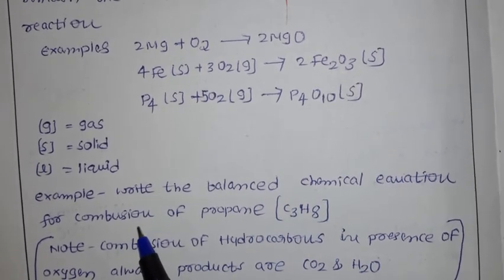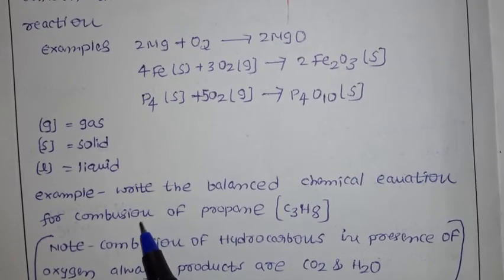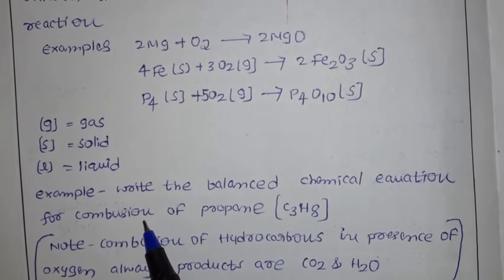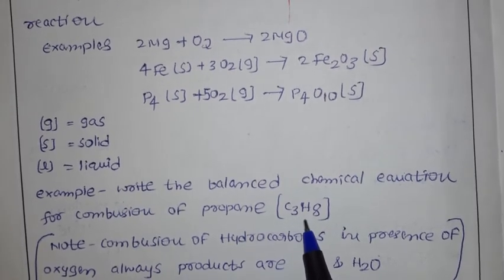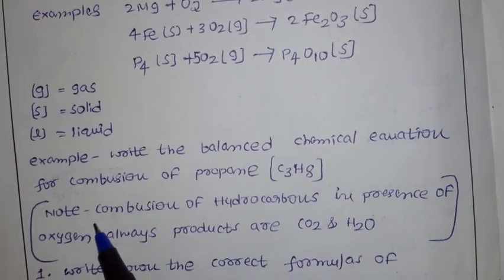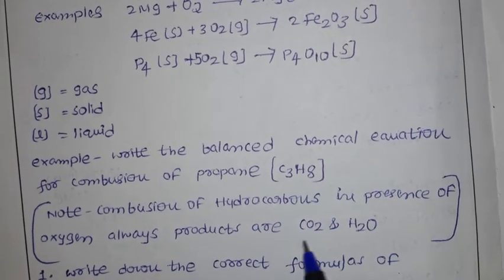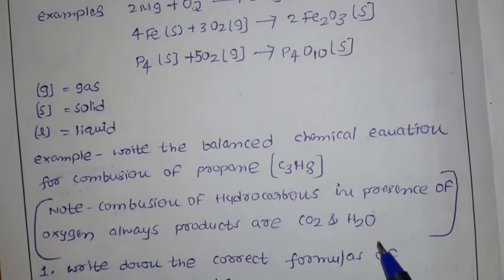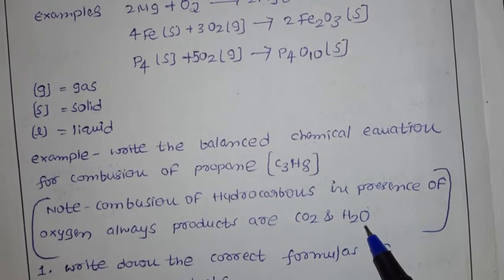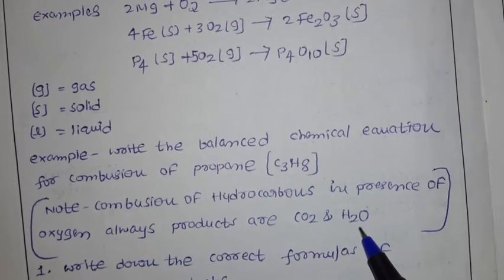Now what they told us is to write the balanced chemical equation for combustion. What is combustion? Combustion means burning of a substance in presence of oxygen. Definitely you have to take oxygen. So you are going to burn the propane in presence of oxygen, that is called combustion. Now here is one very important note: combustion of hydrocarbons in presence of oxygen always produces carbon dioxide and water. While we have some numerical problems, at that time they won't mention the balanced chemical equation. So first you have to write the balanced chemical equation, and after that you have to do the numericals.